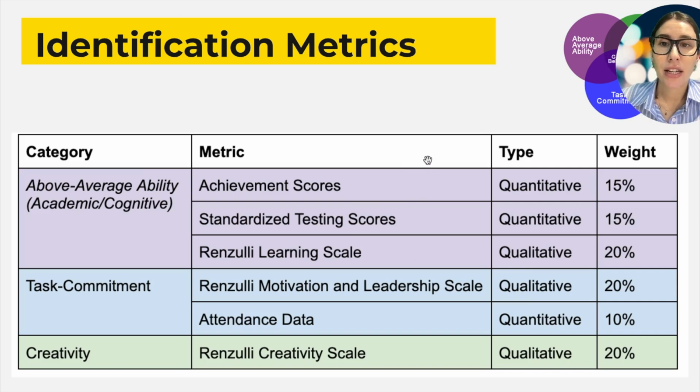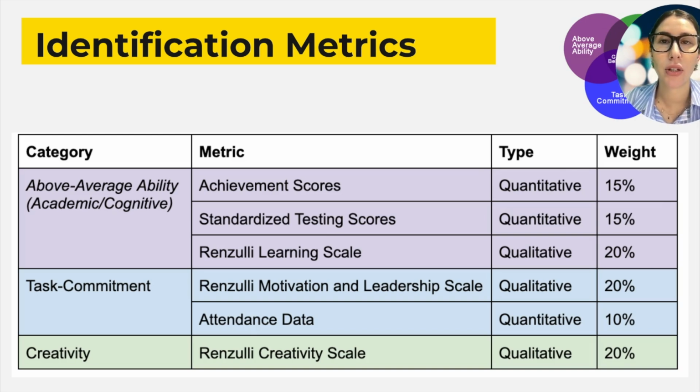Now, when it comes to our identification process, we really wanted to capture both measurable achievement and observed potential, ensuring that we have a well-rounded assessment of the student's abilities. So you'll notice that we have identification metrics that are both quantitative and qualitative. They're going to eventually contribute to a composite score, and we're also going to be using local norms to help us determine the cutoffs, allowing us to identify the students in different talent domains.